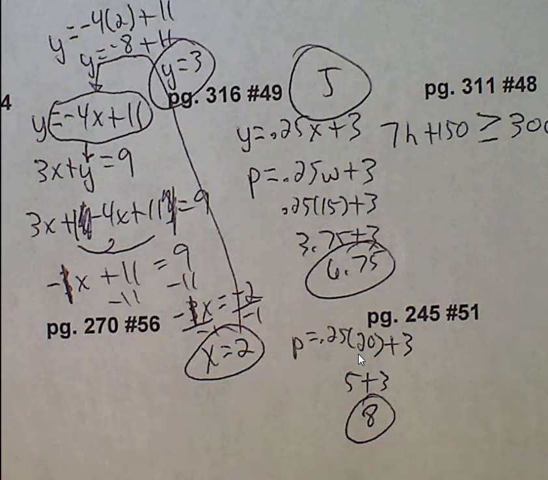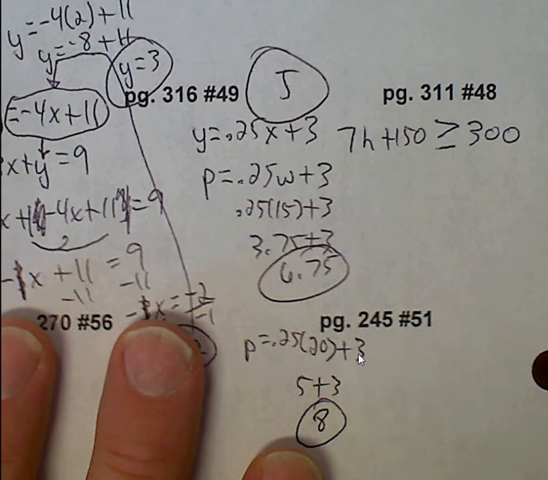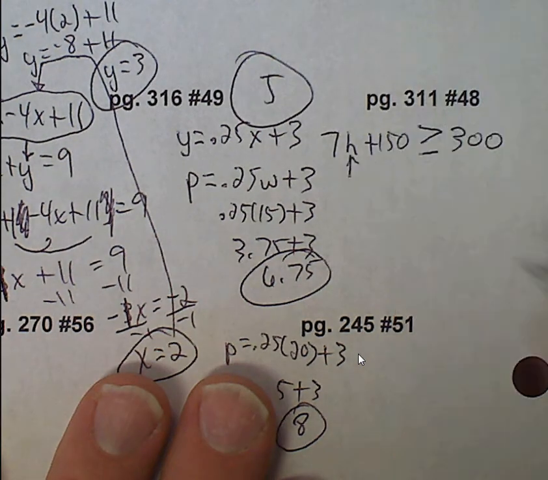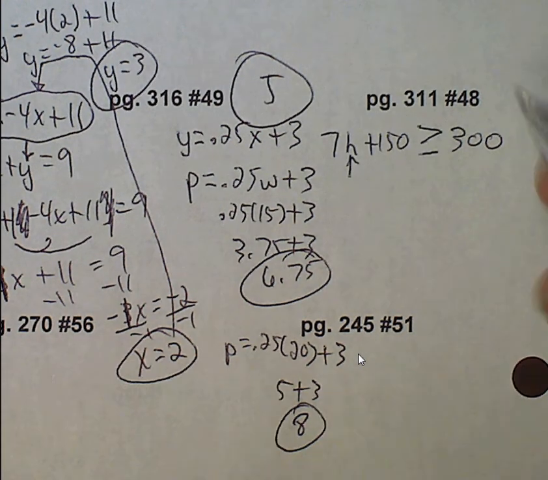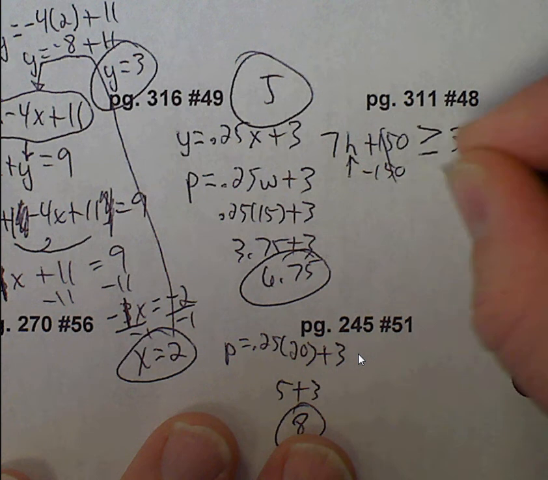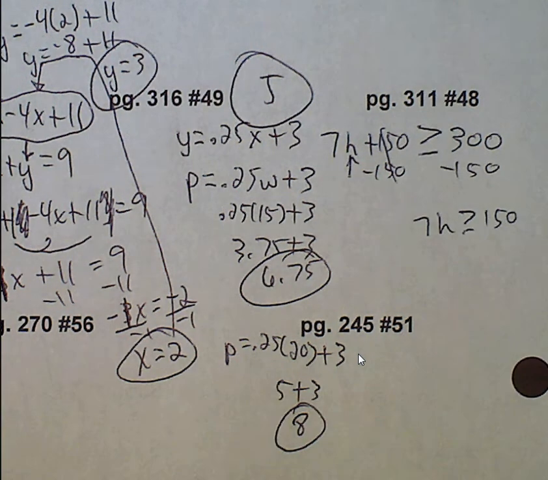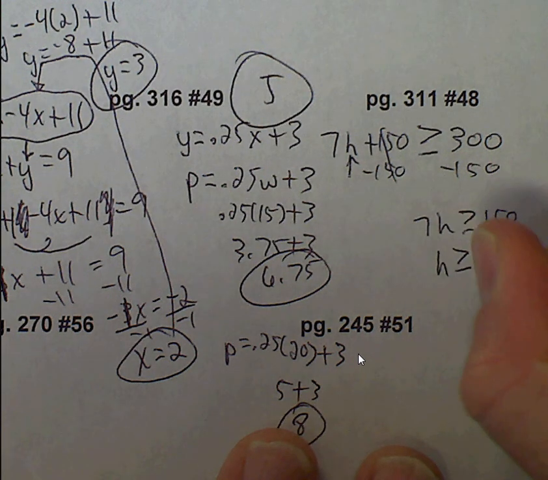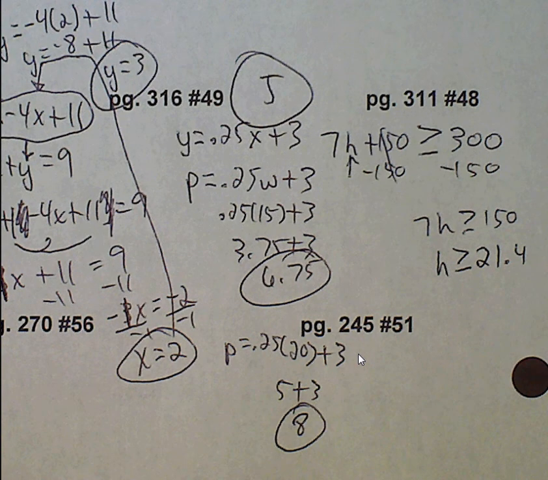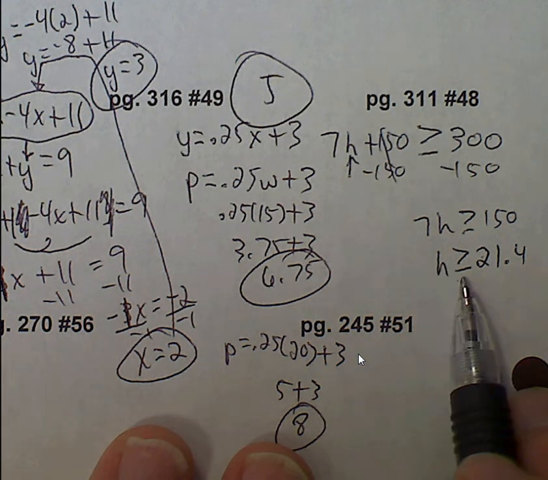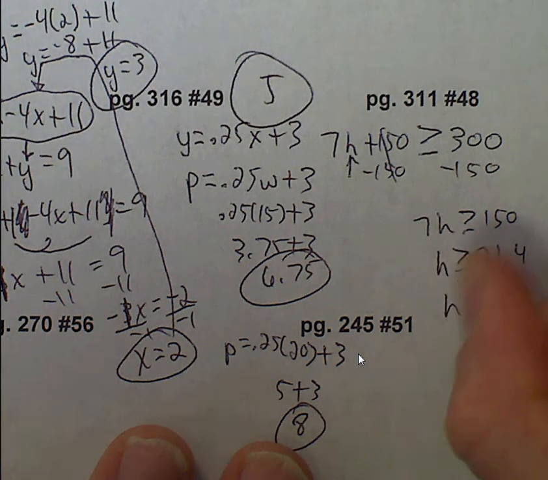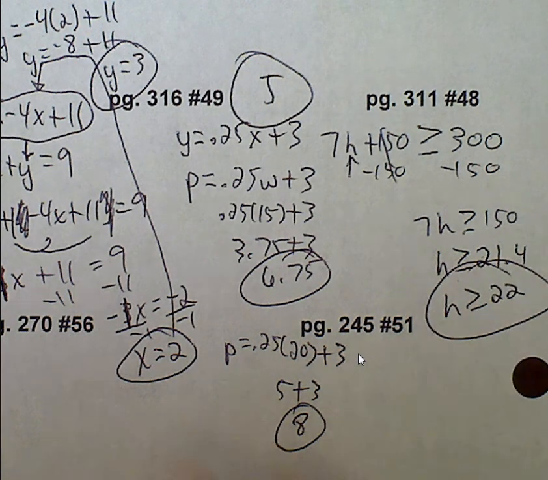So let's go ahead and put H for hours. So now I can actually solve for how many hours she has to get at least $300. Minus 150, minus 150, 7H greater than or equal to 150. 150 divided by 7 gives me 21.4. So she needs to be greater than or equal to probably 22 hours to be above where she needs. Because if it was 21, she won't get exactly.